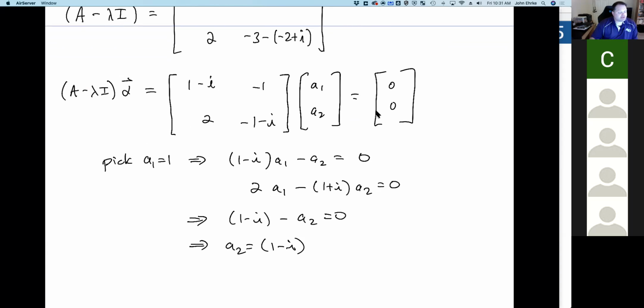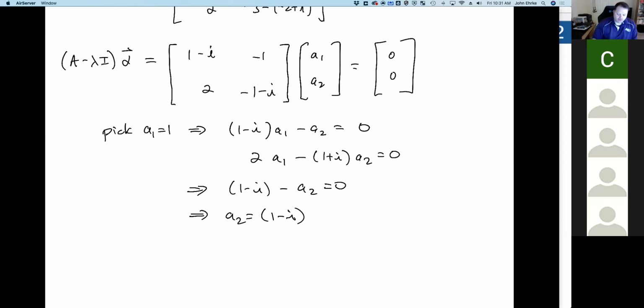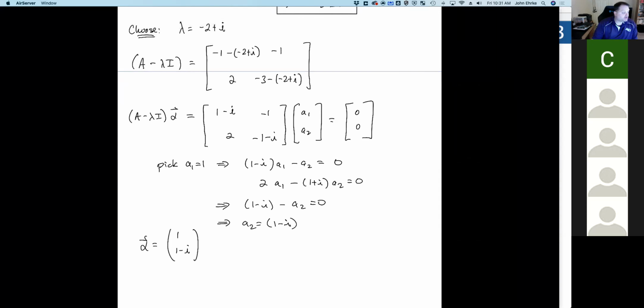So basically what I'm saying here is one of the variables is free. You can freely choose one of the two variables, A1 and A2, because it's a redundant system. And once you freely choose one of the variables, you can solve for the other one. If it's a little bit messy, remember you can multiply by any scalar value and scale the eigenvector, and it's still an eigenvector, even in the complex case. So with A1 equal to 1 and A2 equal to 1 minus i, the complex vector alpha is (1, 1 minus i). So we have our eigenvector.